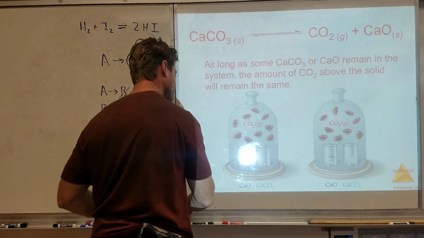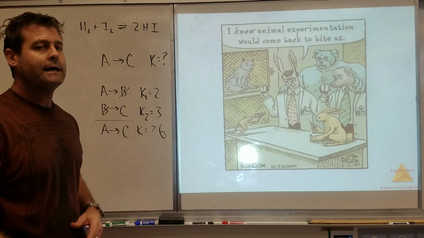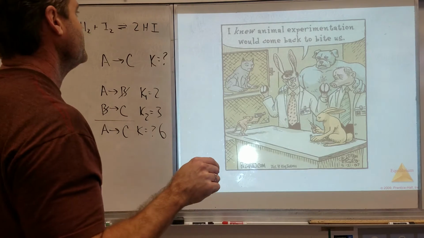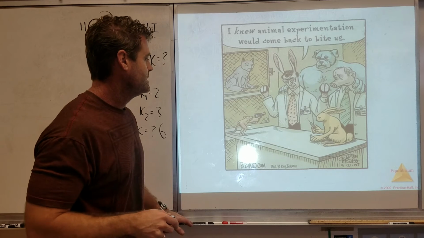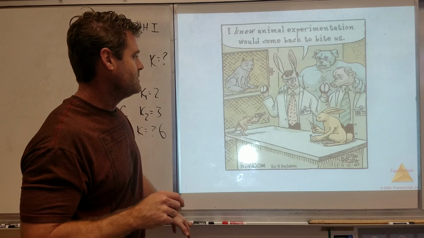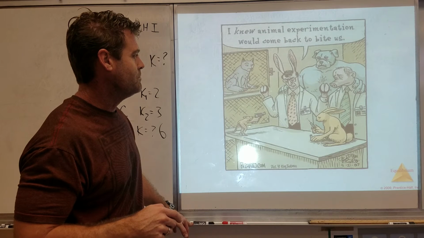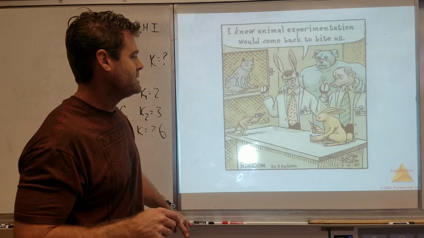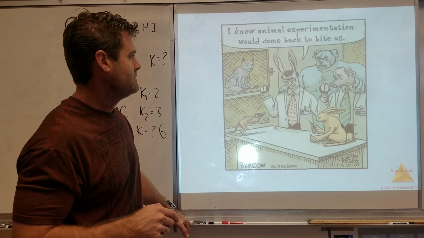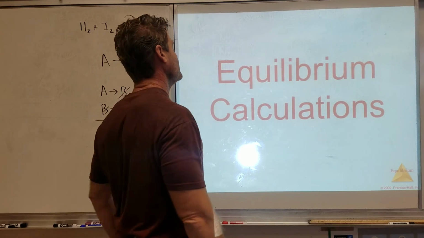Okay, now we're going to get to some problem solving. It says, I knew animal experimentation would come back to bite us. That's like Planet of the Apes, but in a more bizarre, trippy fashion. He's got a syringe. That's pretty creepy. Mouse has a gun. Anyways, okay.